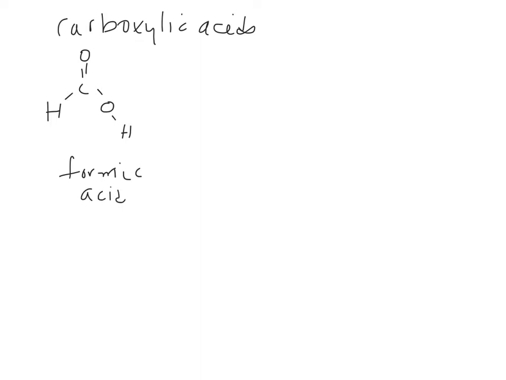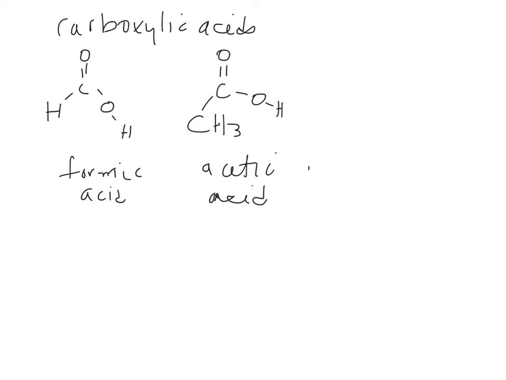The next one is acetic acid, where you have a CH3 group, which is also called a methyl group. Then you can have 3 carbons, and that's called propionic acid. So you have CH3 connected to CH2, which is connected to the C double bond O OH group, called propionic.